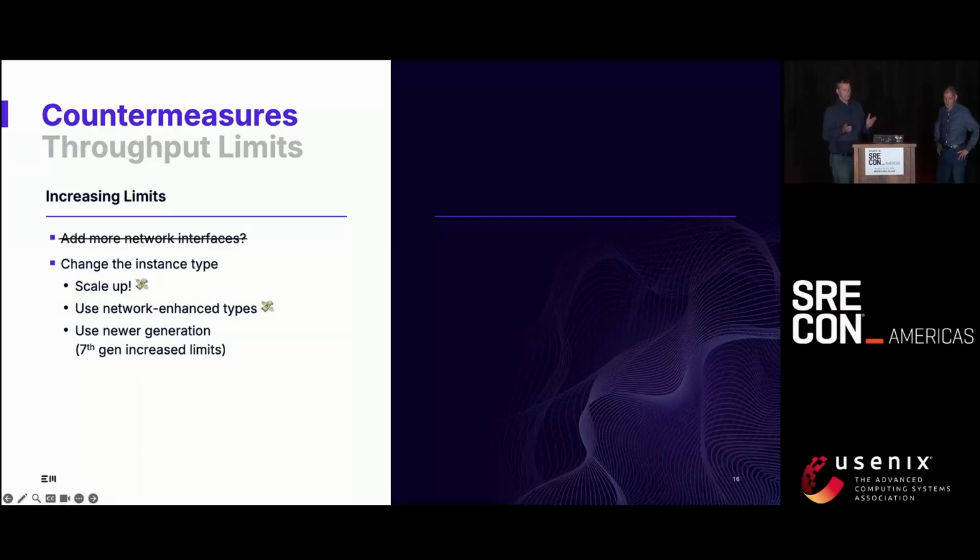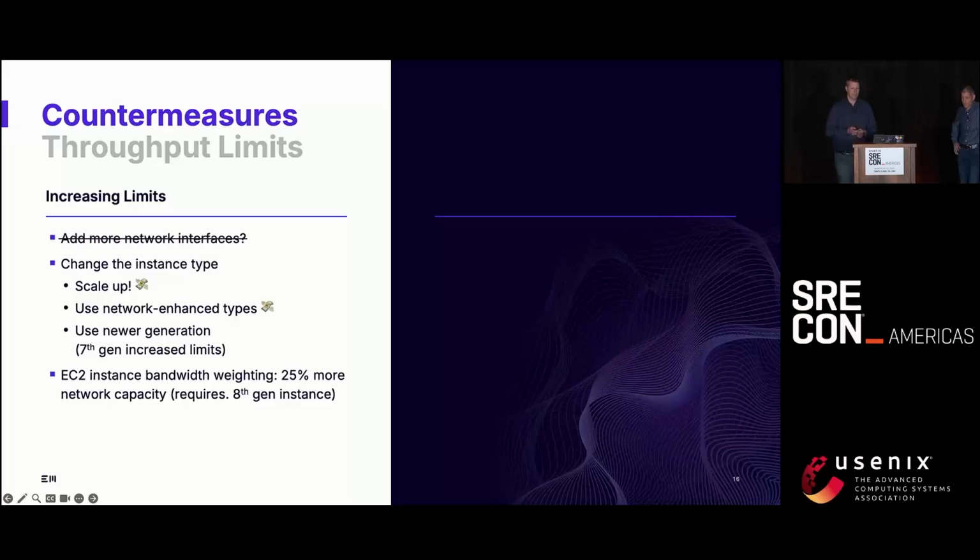However, you can also use a newer instance generation. From the 6th to the 7th generation, there is a 20 to 25% increase in network throughput at pretty much the same price. So if you are on especially the 6th generation, consider upgrading the type at no cost.